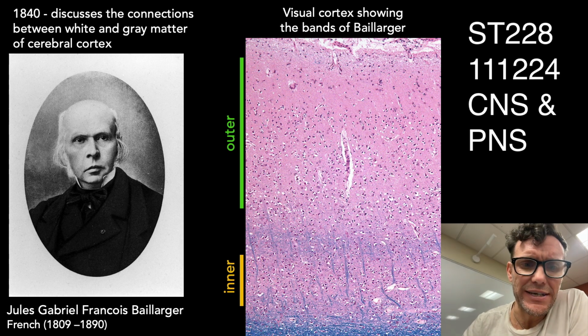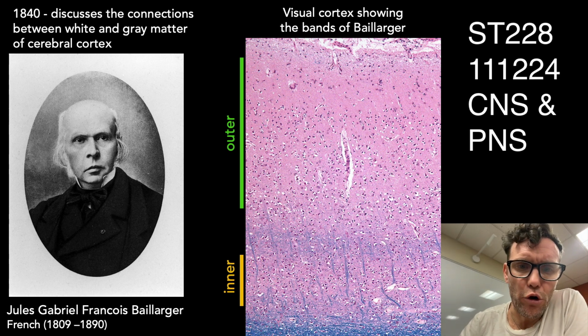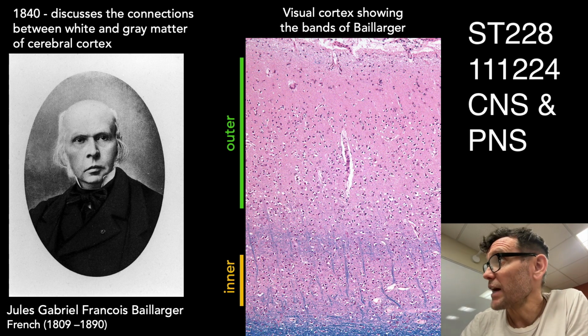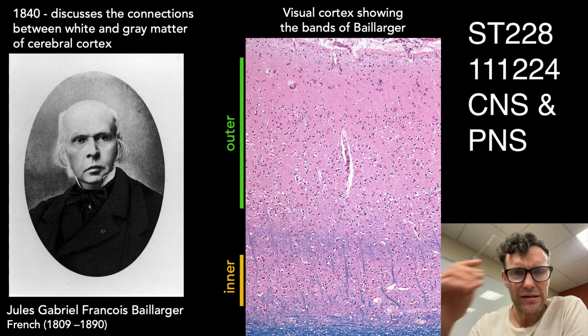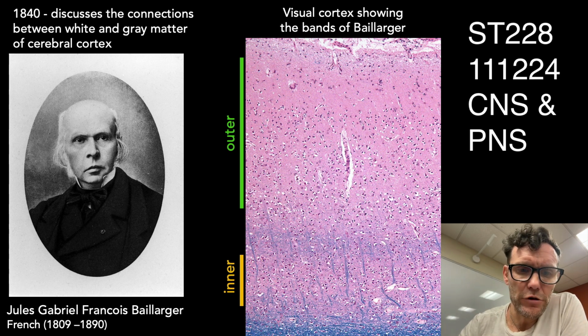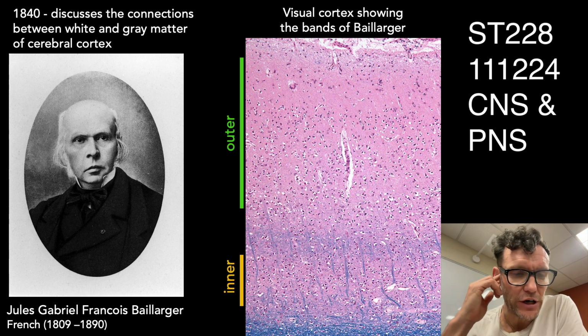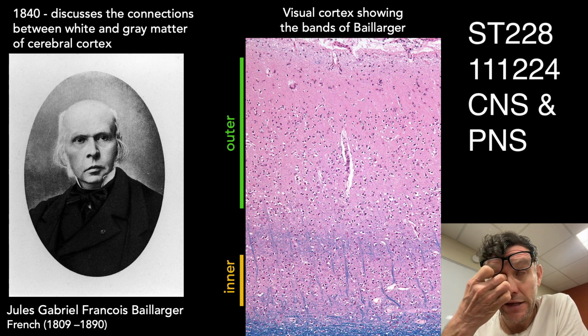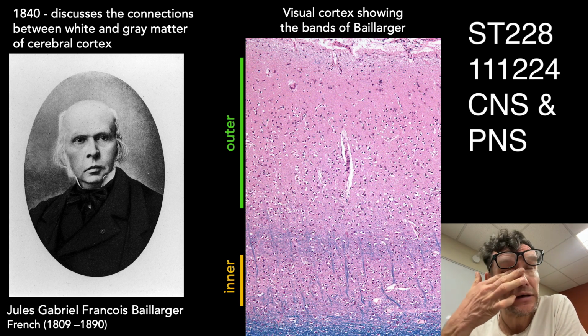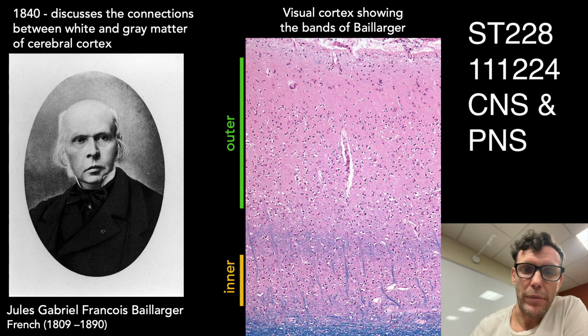So here's a section of the cerebral cortex. The very outside of your brain would be at the top. You can kind of see the little bit of daylight up there at the top of that picture. And then there's this outer band and an inner band. These were described by this French guy, Baillarger, who those bands bear his name now, the outer and inner bands of Baillarger.